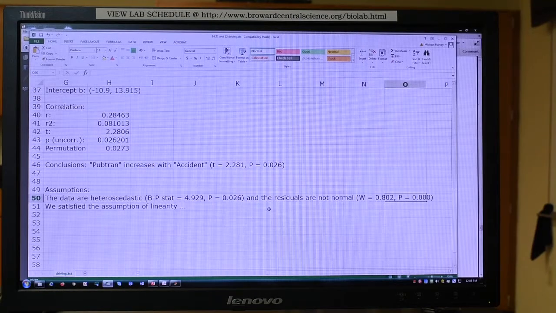We've also found that the residuals are not normal. And that's what you say. The residuals are not normal. Not some BS like, we have violated an assumption. I don't want to hear that. I want to hear what the alternate hypothesis is. So here we have the statistic and the probability.